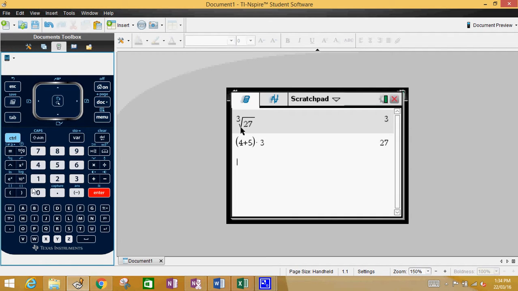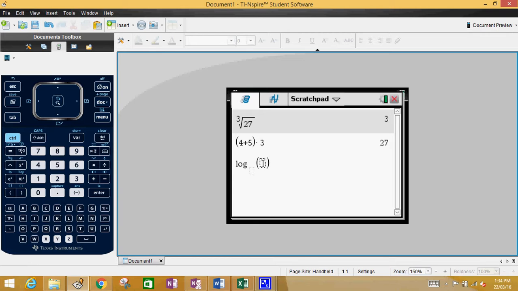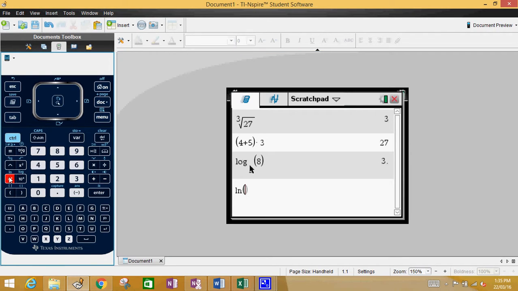Other stuff we'll be doing: logarithms, natural logarithms and logarithms, and they could all be found here, right where your exponential is, so e to the power x or 10 to the power x. So logarithms, and look at this, unlike the TI-84, it actually gives you the base. So let's say log of 8, base 2, is equal to 3, and then we've also got our natural logarithms, so ln of some number.